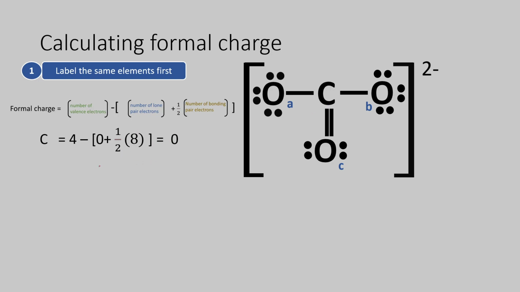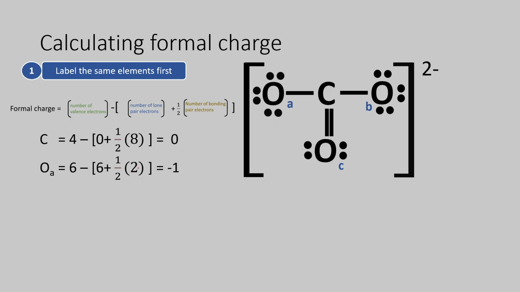So, kita dapat kosong. While kita kira untuk oksigen A, valence electron of oksigen dia group 16. So, 6. Tolak number of lone pairs. So, dia ada 6 lone pairs. 1, 2, 3, 4, 5, 6. And then, plus half of the bonding pair.